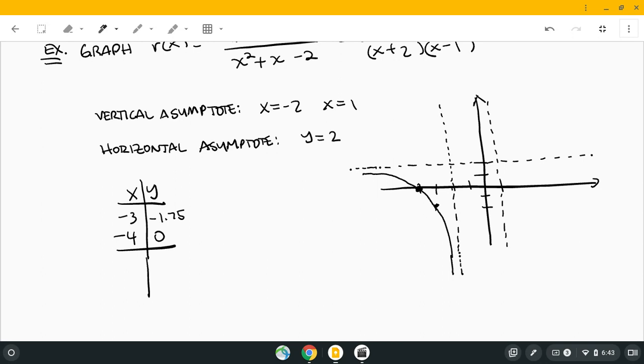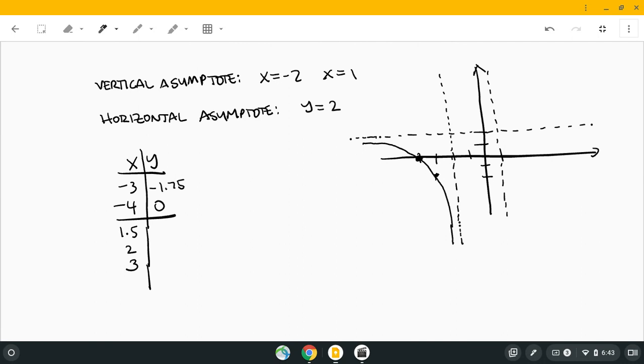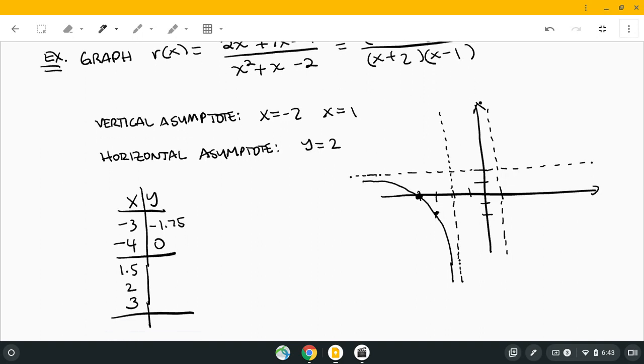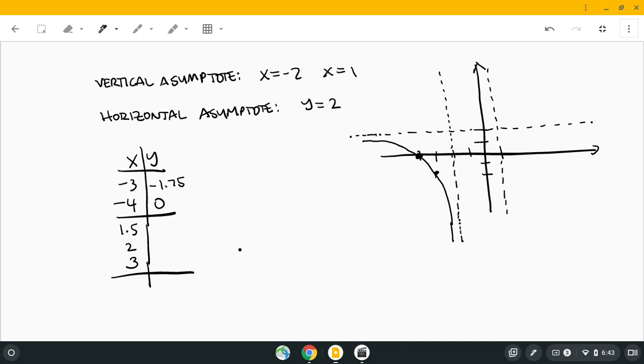Okay, I'm going to go ahead and let's get some points over here. So that's 1. So let's get like 1.5, 2, and 3. All right, so if we take those values and plug them in, again, you can use this representation of the function, or that one. If you plug in 1.5, you get 6.29. If you plug in 2, you get 4.5. And if you plug in 3, you get 3.5.